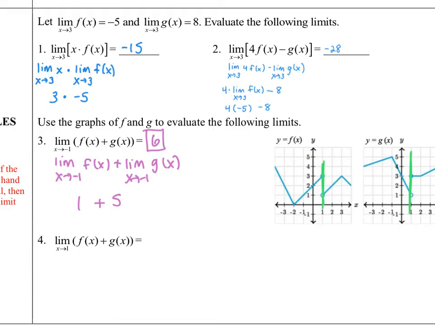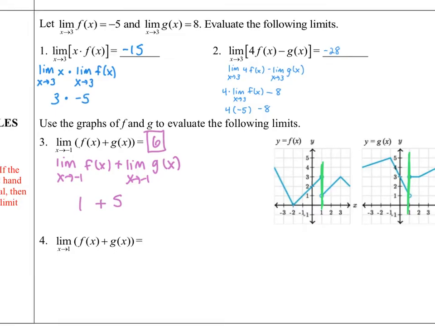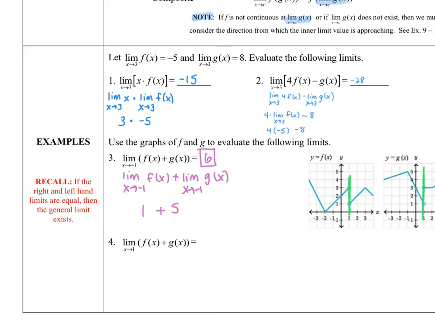So you might be asking, how do you add does not exist plus does not exist? And you might be tempted to think the answer to this would be does not exist. However, and I wrote this off to the side here, this is a general limit, and it will exist if the left and the right-hand limits are equal in value.